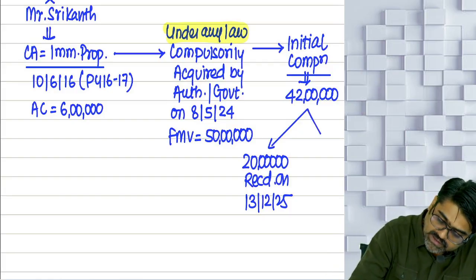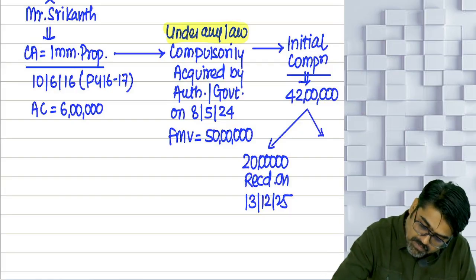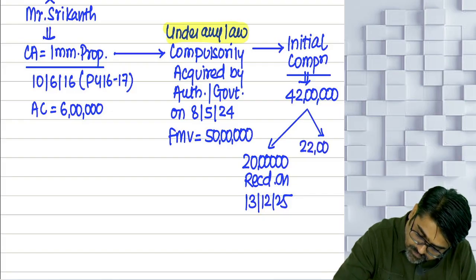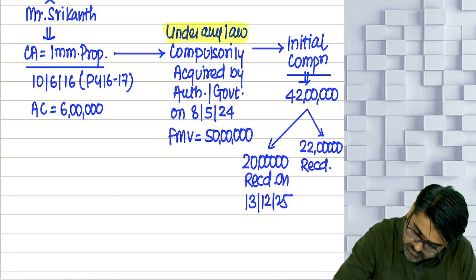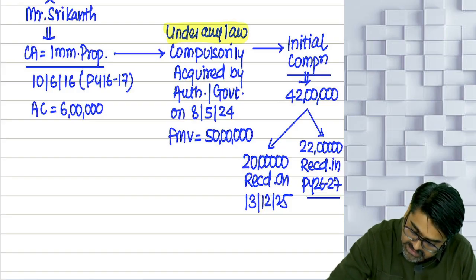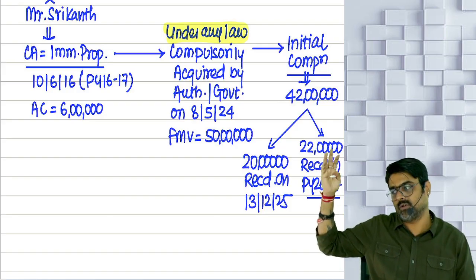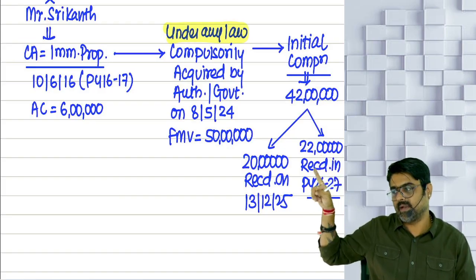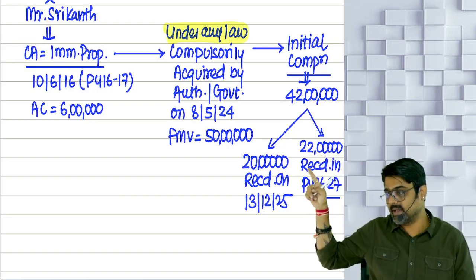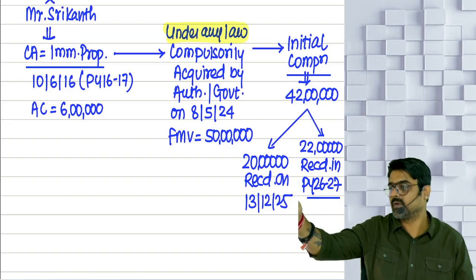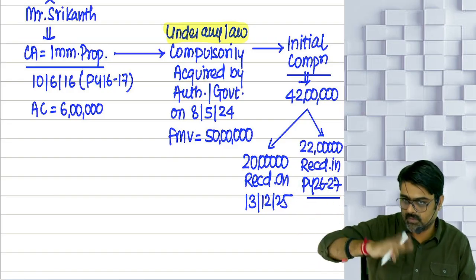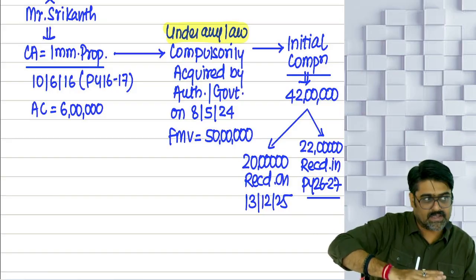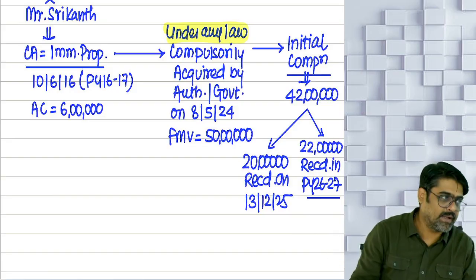So, out of this initial compensation, the balance 22 lakhs is received in previous year 26-27. So it will be taxable in 26-27 also, no? Or that time it will be ignored. Because this entire 22 lakhs plus this 20 lakhs, this entire amount 42 lakhs will be considered as a full value of consideration right now to calculate your capital gain.